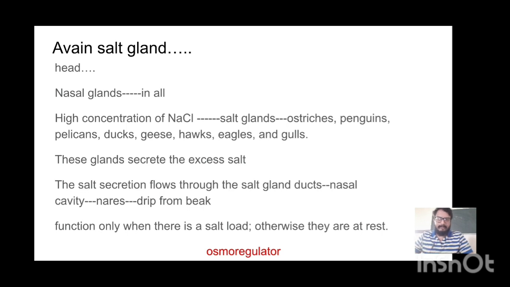The point here is that it functions only during a heavy salt load. Otherwise, the glands are at rest. The sodium chloride secretion flows through the salt glands, enters the nasal cavity, comes to the nares and is dripped out of the beak. Therefore, it helps as an osmoregulator.